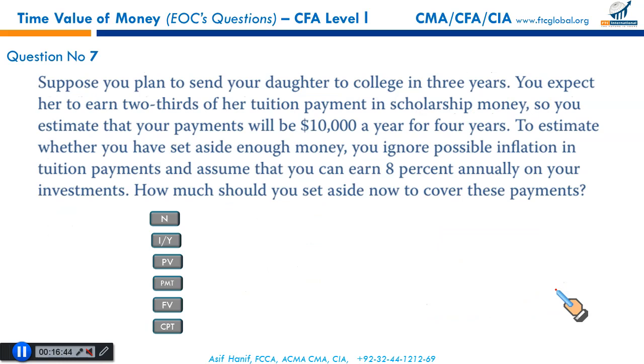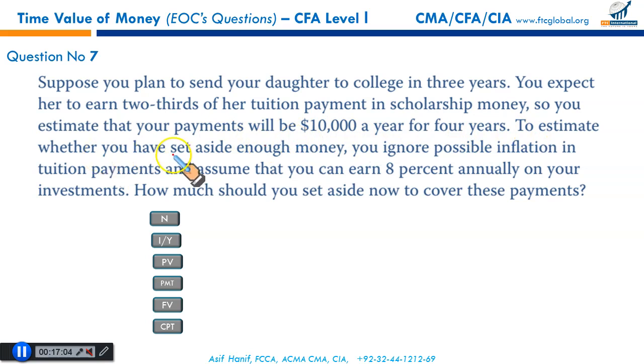Let me reset my calculator first because we'll have issue again. Suppose you plan to send your daughter to college in 3 years. You expect her to earn 2/3 of her tuition payment in scholarship money. So you estimate that your payments will be 10,000 a year for 4 years.